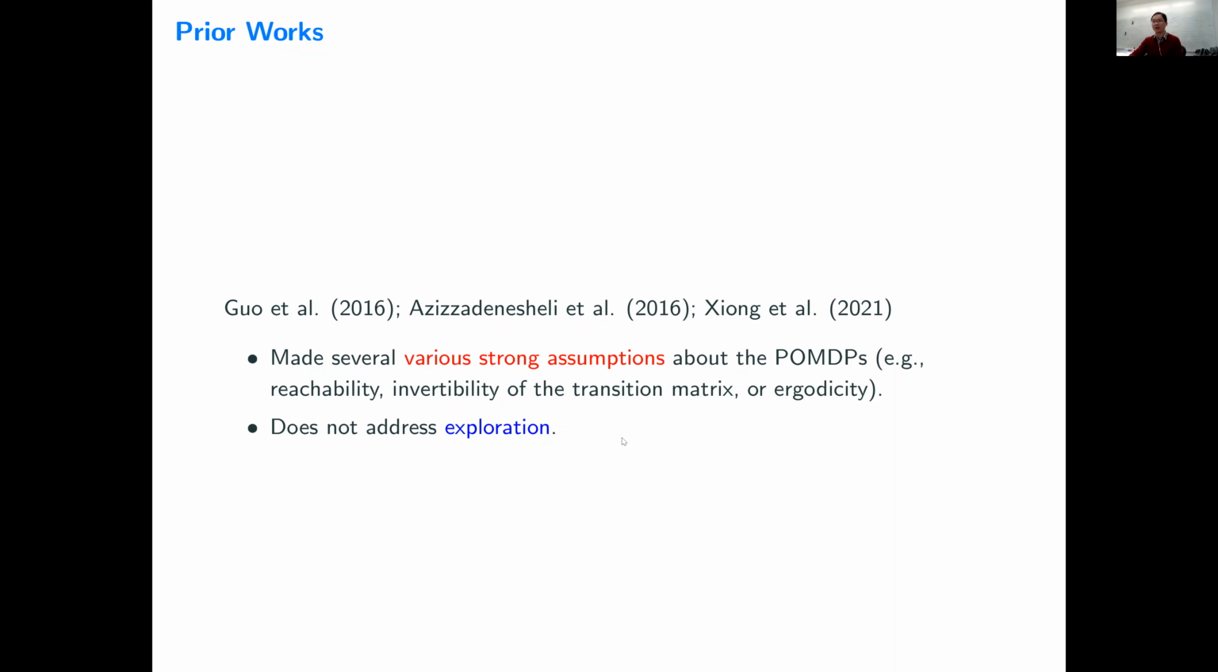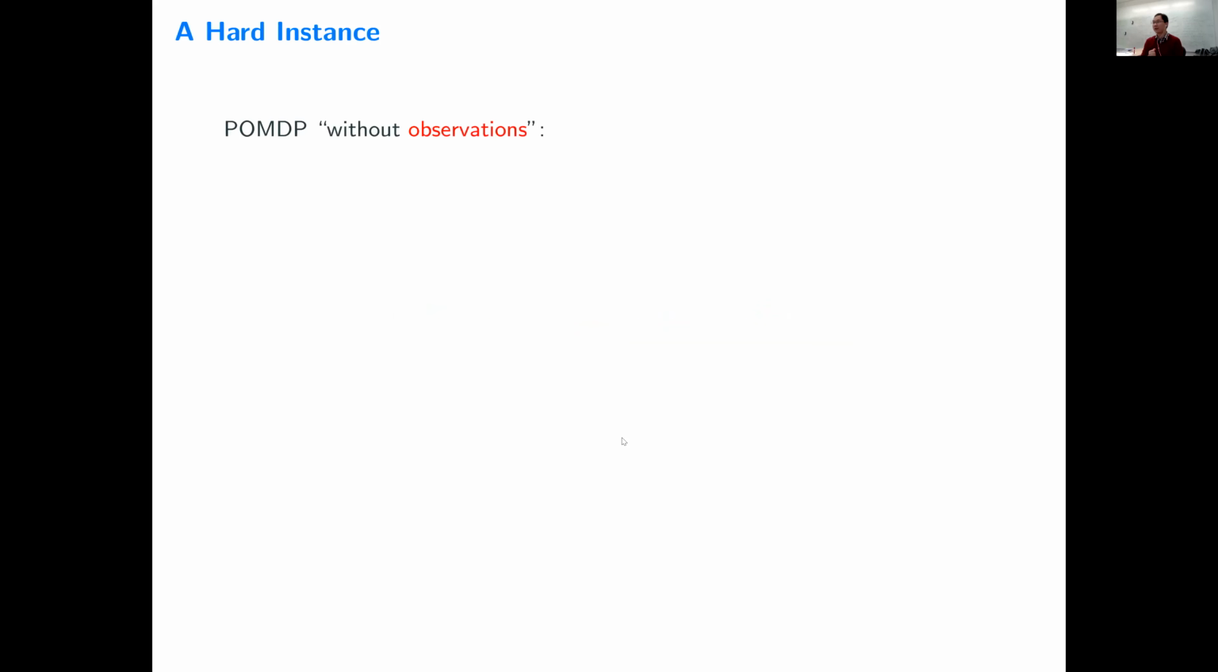Good. Okay, so this is a basic setup. So let's go to the first question about our problem structure. Like what class of POMDP, why are POMDPs in the worst case not efficiently learnable? And what is the subclass of POMDP which is tractable? So the first thing, as I promised, is that we should look at the hard instance.